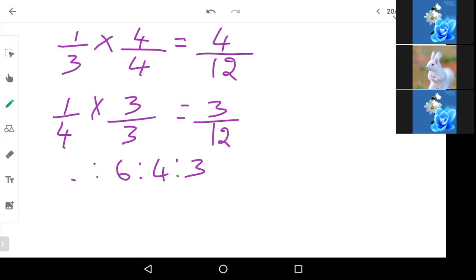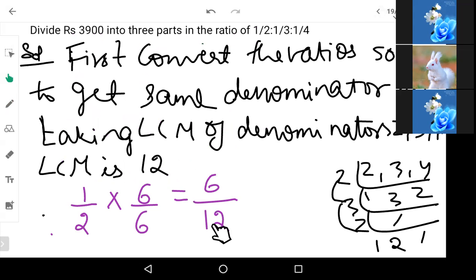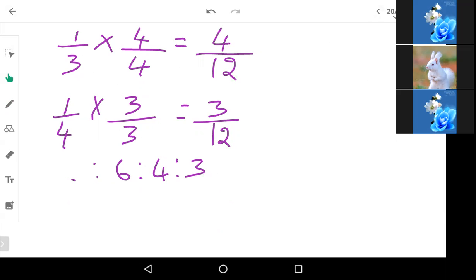Now, since we have got the continuous ratio in a proper format, why did I consider only the numerator? Because if you see the denominator, everything is 12. Here also it is 12, here also it is 12, and here also it is 12. So that is why I only considered the numerator and I got the ratio. Therefore, the ratio is 6 is to 4 is to 3.